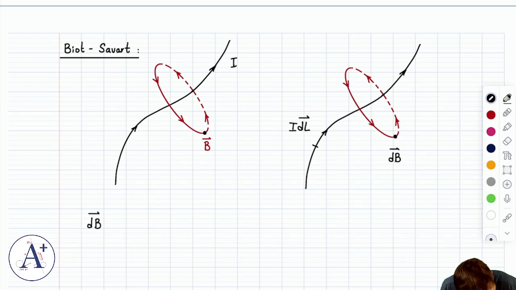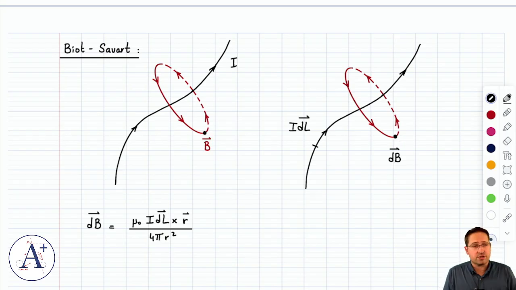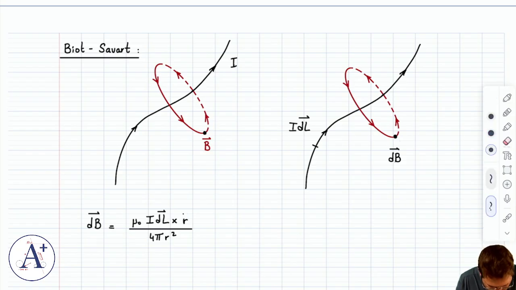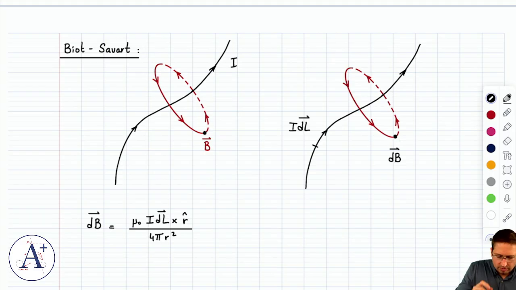Now, Biot-Savart is not based on anything physical, meaning that it is just math and it works. That's it. Okay, so it's mu naught I dl cross r hat over 4 pi r squared. This is why we need the drawing, because we need to understand what dl is, what r hat is, and what little r is.